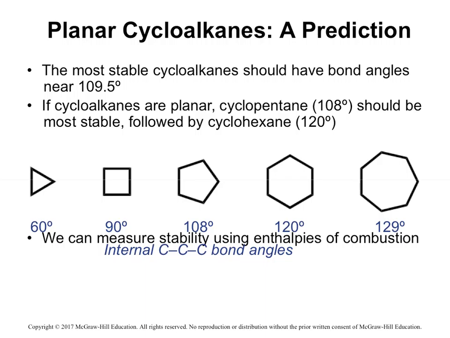6 is 120, 7 would be 129, and if you went to 8, would it be higher or lower than 129? The angle between the carbons. It's even higher. I can't remember what it is. And the reason why is that, in order to have 8, it's got to go a little wider out, and so on and so forth, to make that circle. Okay?